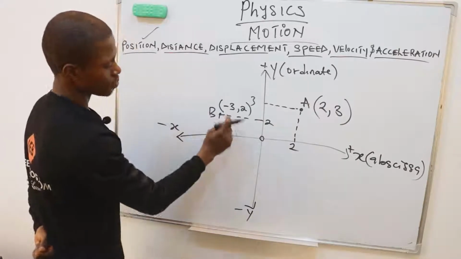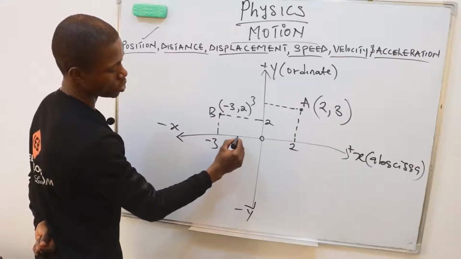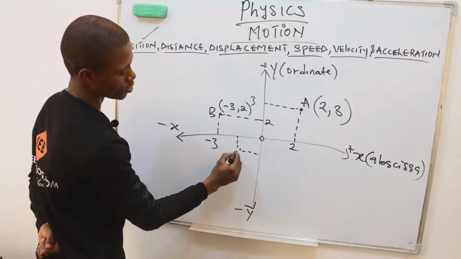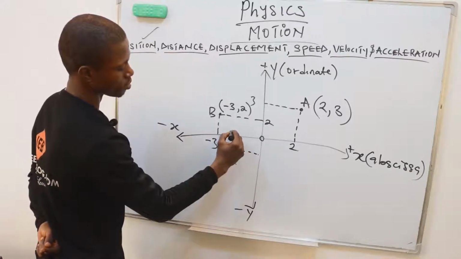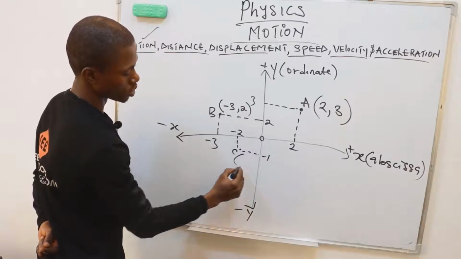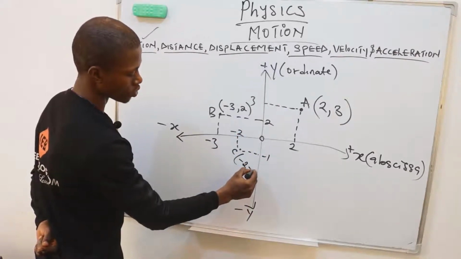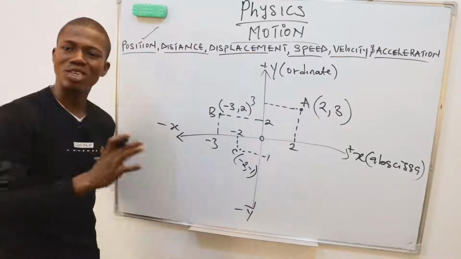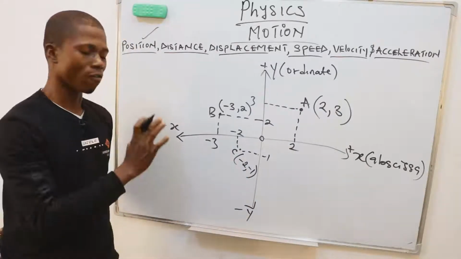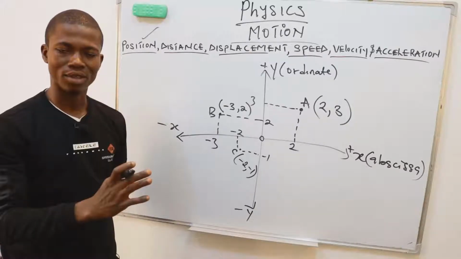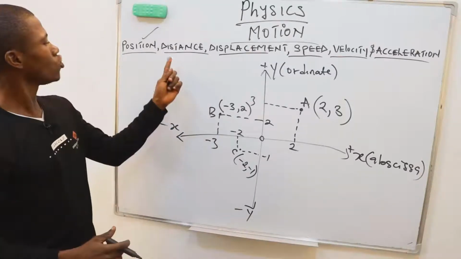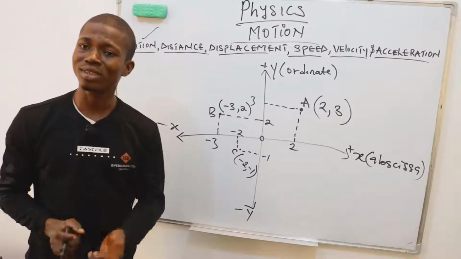Okay, what if this point also appears somewhere here? All we need to do is trace and trace. Say this point is C. Let me say here is minus 2 and here is minus 1. We pick x first: minus 2, comma, minus 1. This is how to get the position of points in different planes. You get? So let's quickly now jump over to distance and know how to get distance.